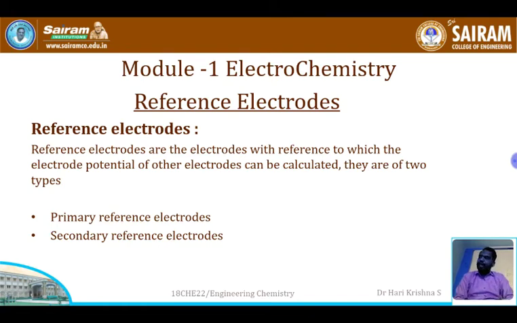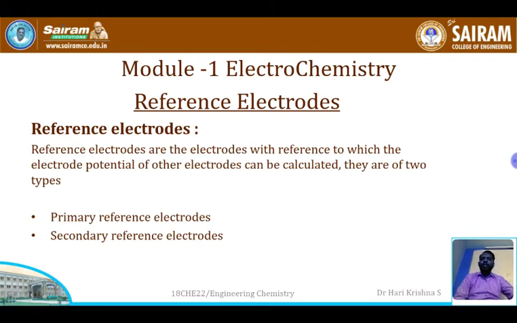I repeat, the electrodes with reference to which the electrode potential of other electrodes is determined are known as reference electrodes. We have two types of reference electrodes, primary reference electrode and secondary reference electrode. The primary reference electrode was used to determine the electrochemical series. The electrode potential of all the metals was determined using the primary reference electrode, and using that the electrochemical series was framed. So what is this primary reference electrode?